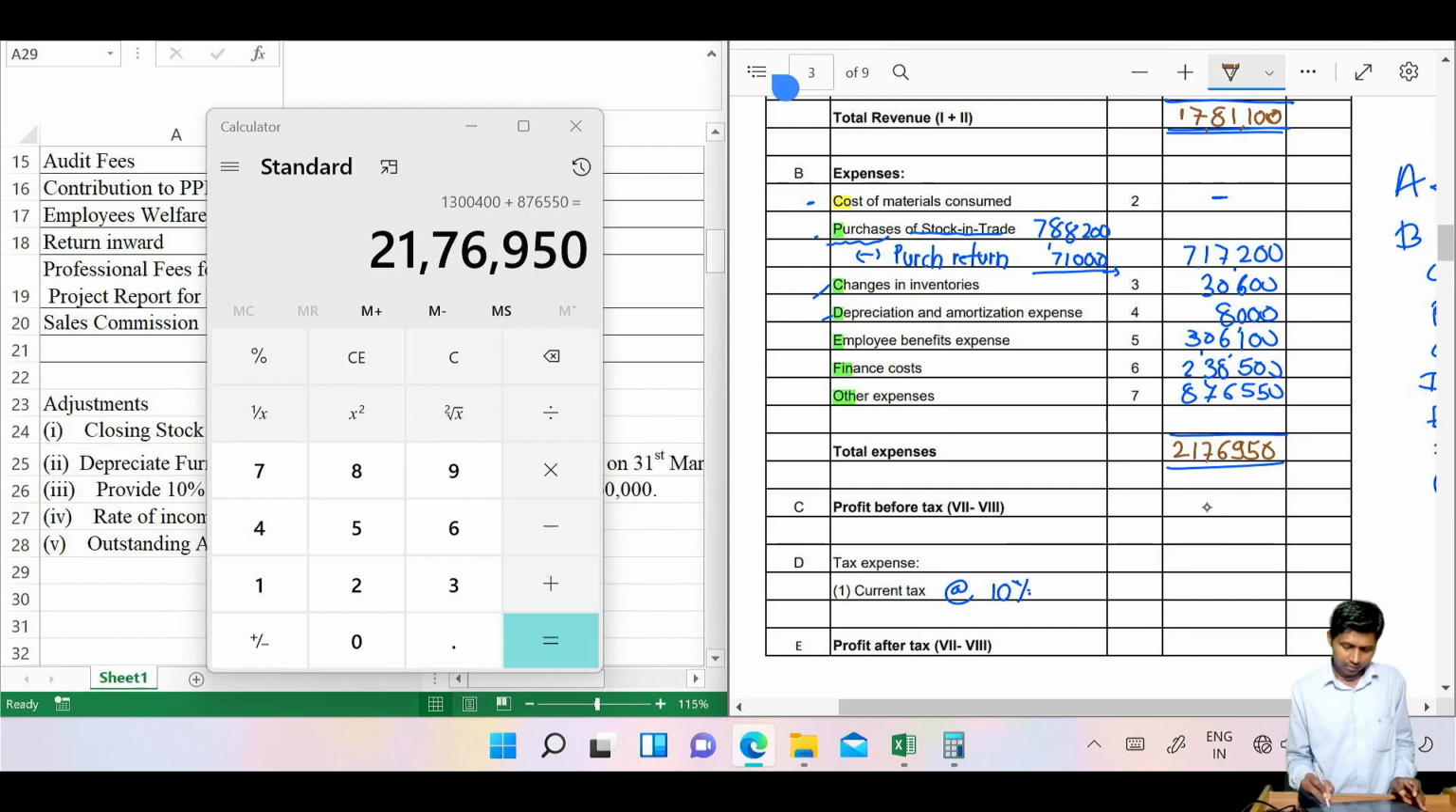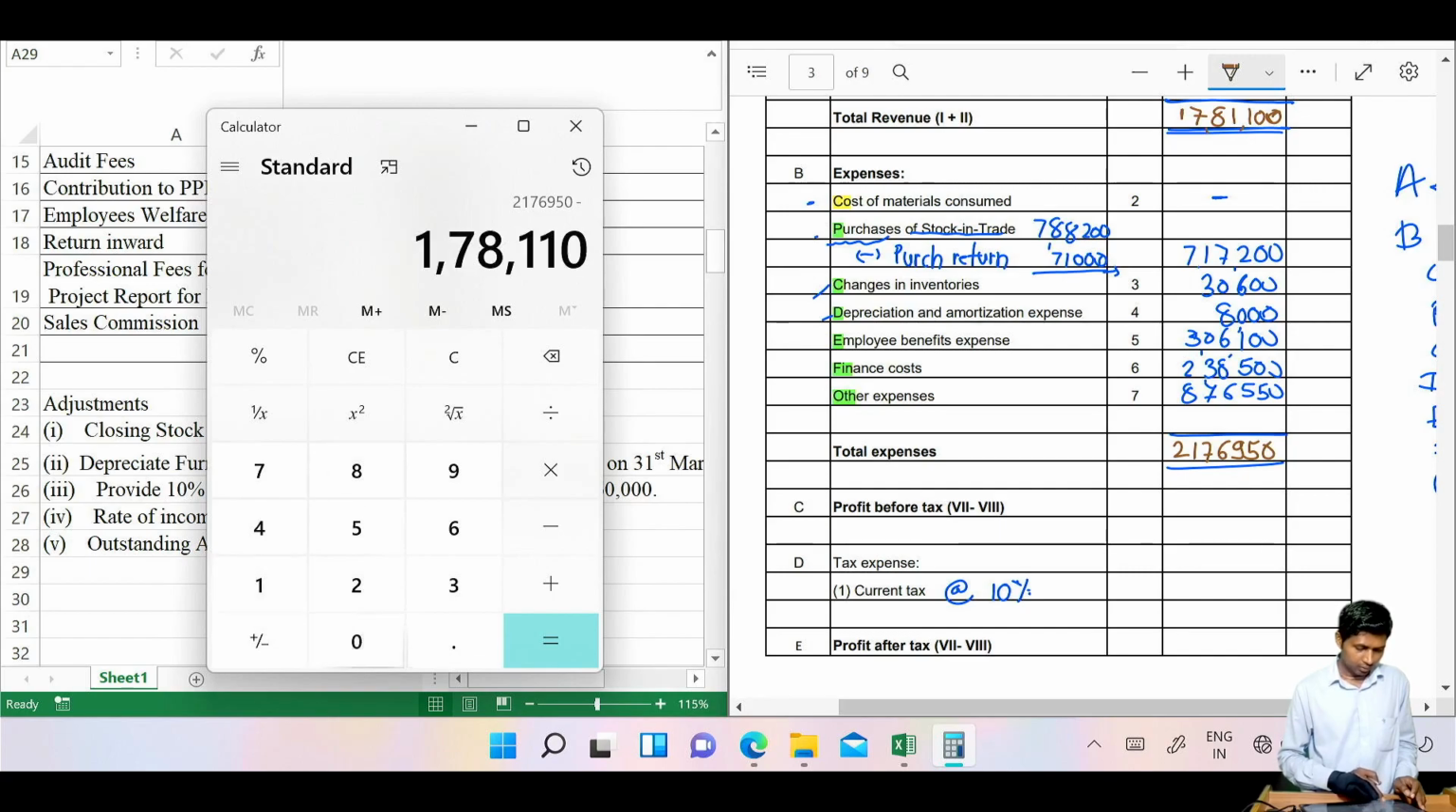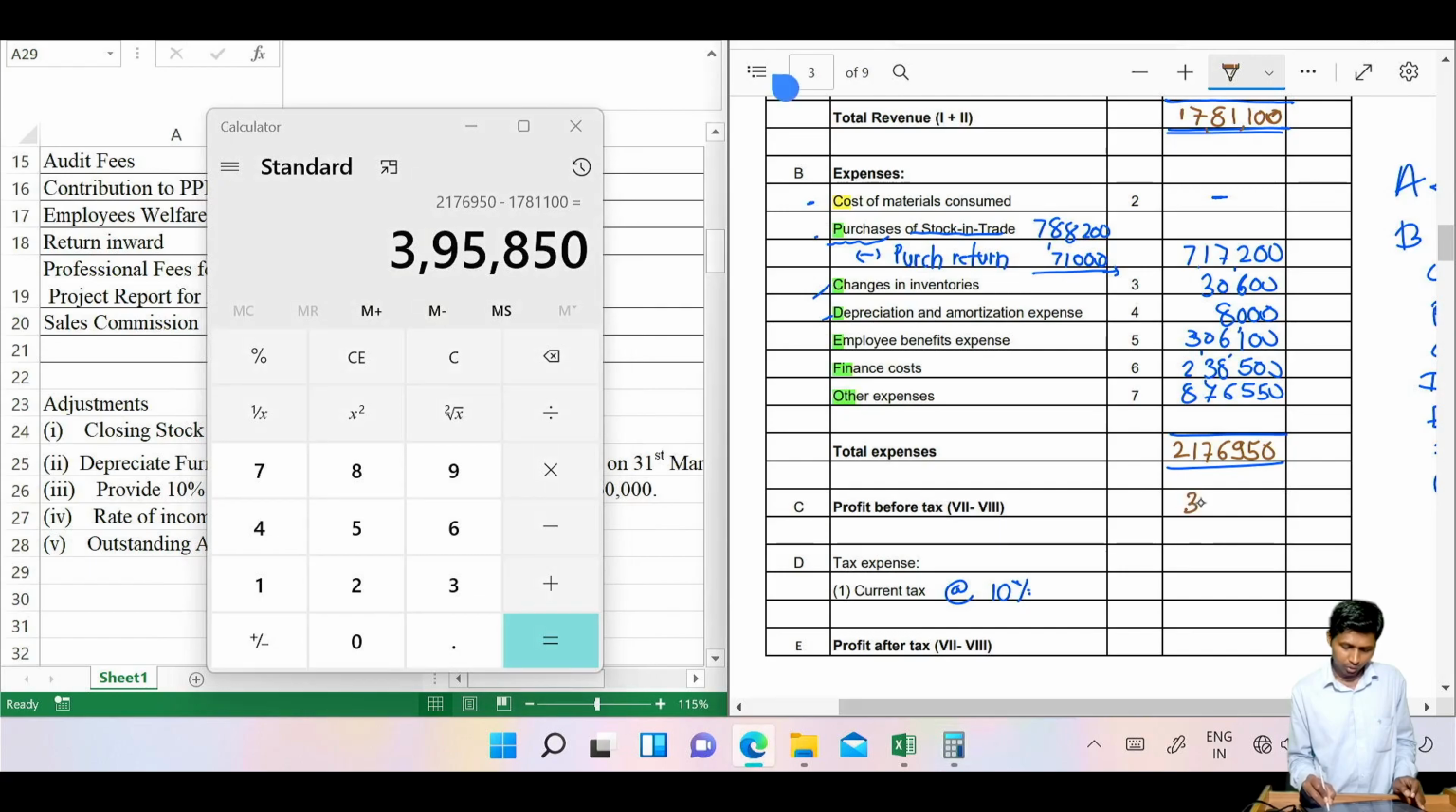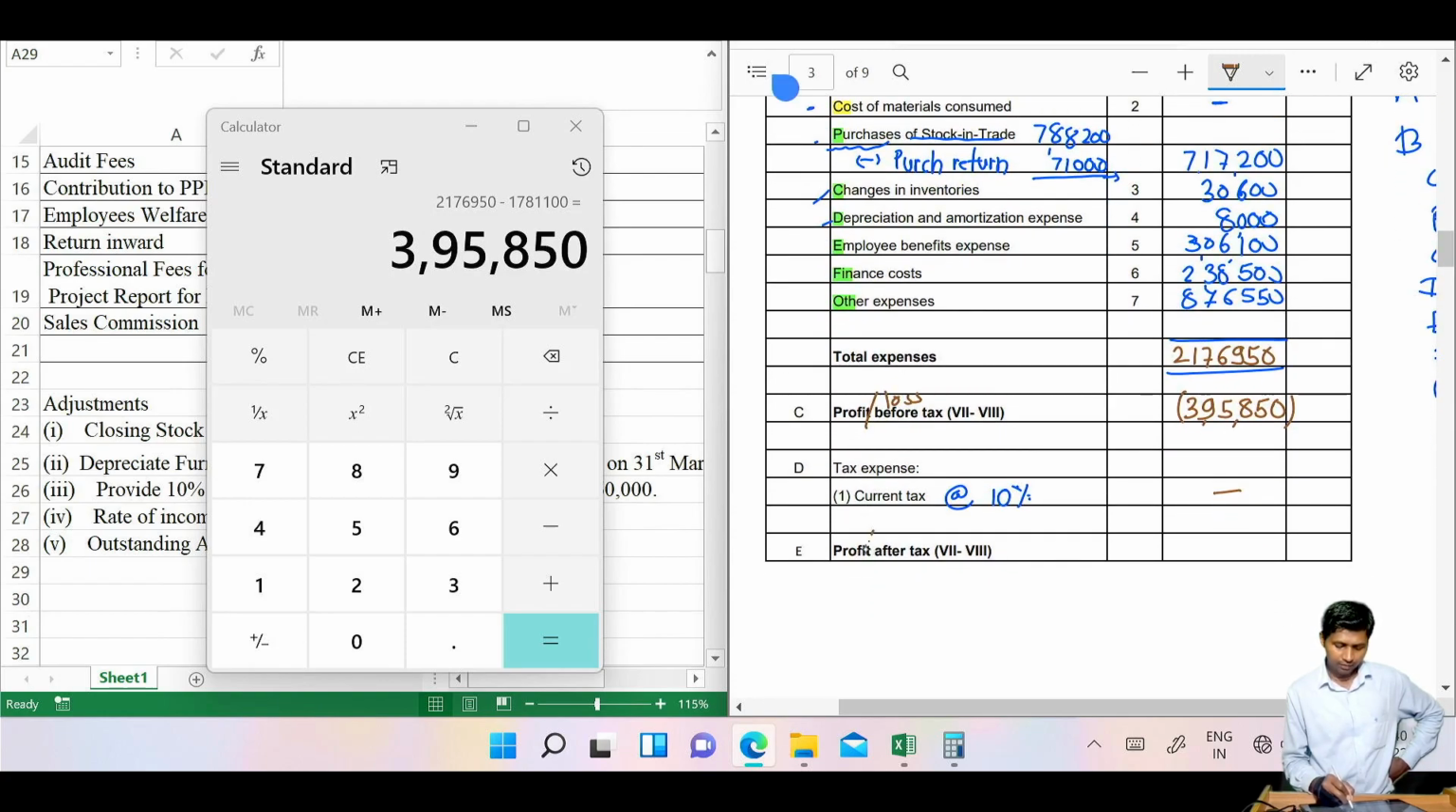Profit before tax, how much will it come? Profit before tax will not come, loss before tax will come, A minus B. In the exam anything can come, profit can come, loss can come. The figures were not chosen beforehand, so here you have got a loss of 3,95,855, and instead of profit you can write loss. This is your loss. Correct. Loss in bracket you can write. No problem. Tax expenses, current tax, make a provision of 10%. But because of loss, no need to provide anything. Just say dash, and then after that you can write loss 3,95,850. This is your loss. Loss in bracket, profit not in bracket. Understood?